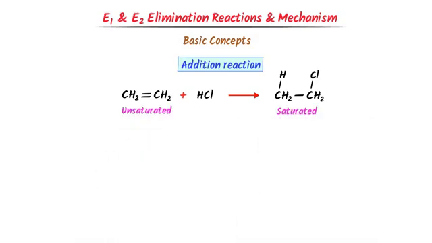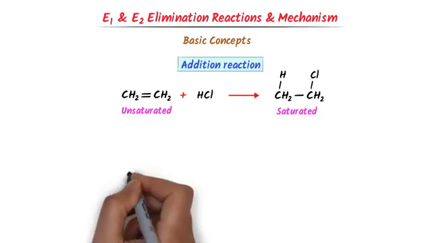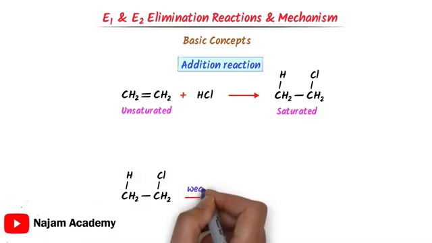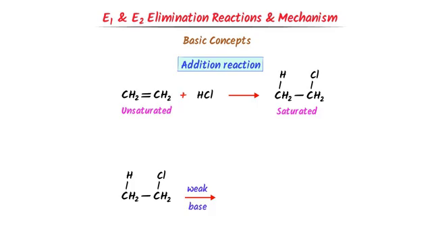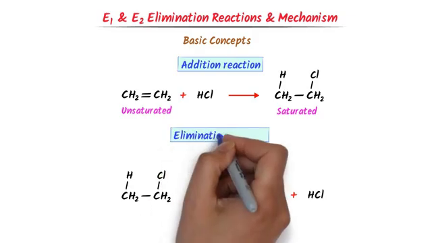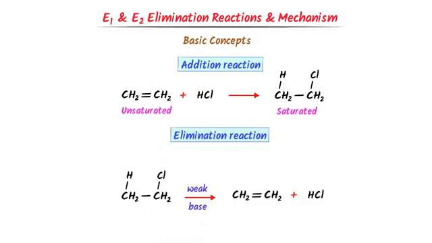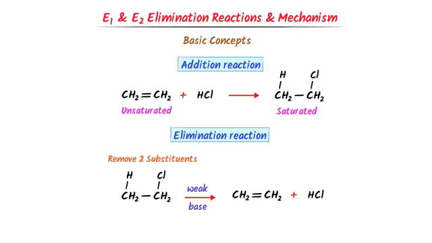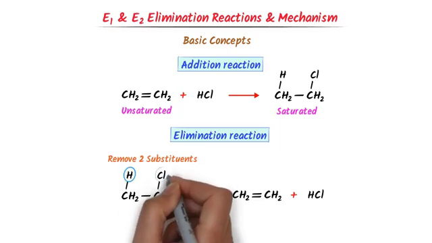Now consider the opposite case. I take alkyl halide. I add some suitable reagent to it like weak base. After reaction, I get alkene like ethene plus HCl. We call this reaction as elimination reaction because this compound eliminates or removes two substituents like hydrogen and chlorine.